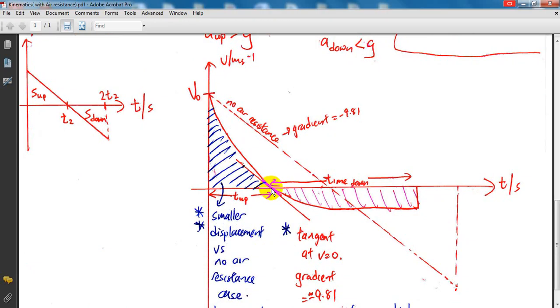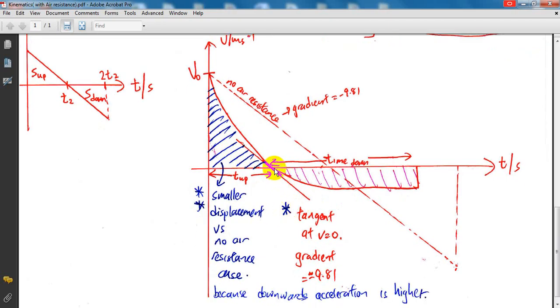So at this point, if you ever have to sketch a graph, take note that this gradient should be equal to negative 9.81. Okay, and then we further move on. After that, you realize that the net force drops even more as I come down from my highest position, and hence my magnitude of acceleration drops further. Alright, I drop all the way until I maybe hit terminal velocity.